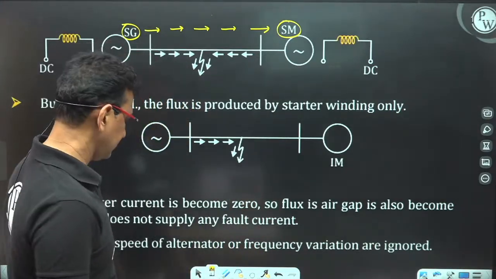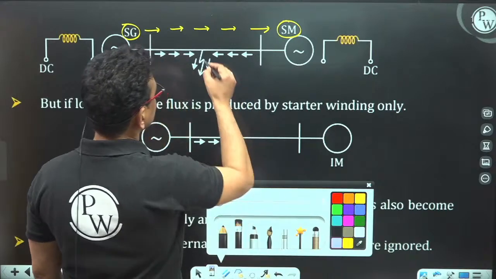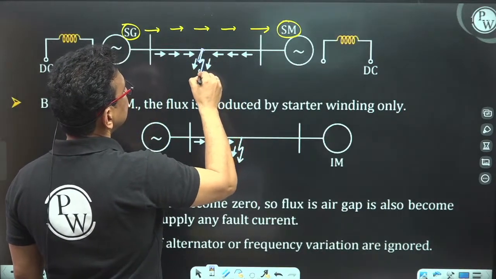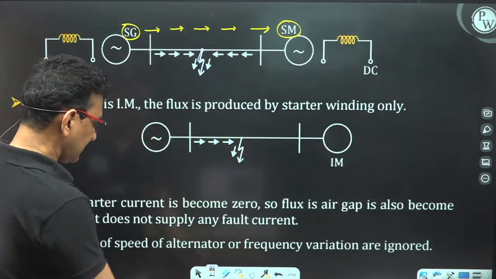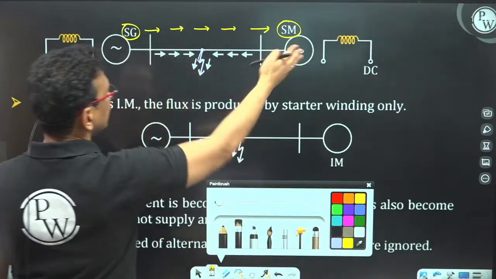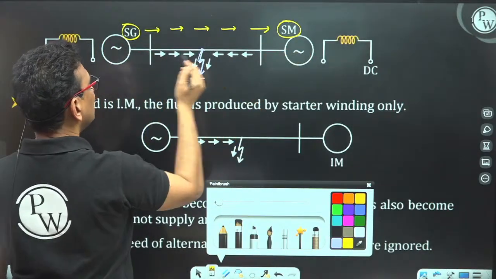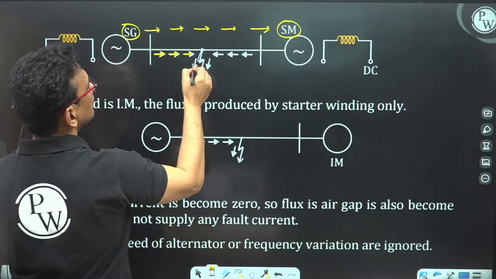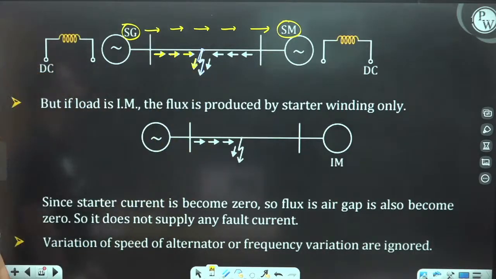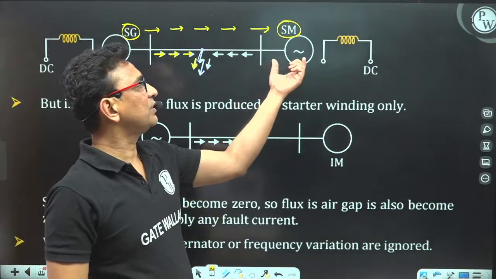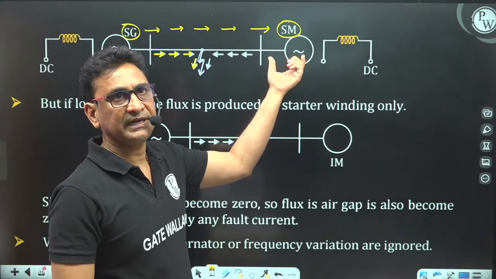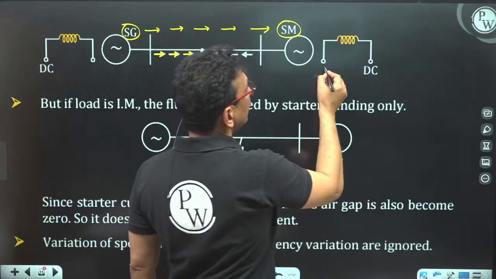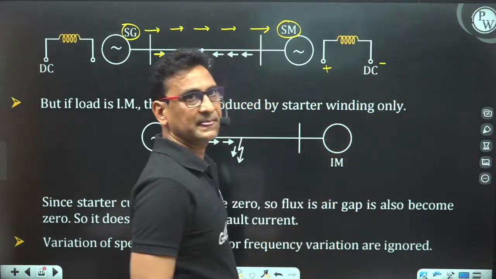Now what happened? A shunt fault took place somewhere here. So whenever a shunt fault takes place here, the current is not going from source to load. Now this generator is feeding the fault current only. So what happened? Now no current is flowing into the armature winding, but its field winding is still excited by the DC.